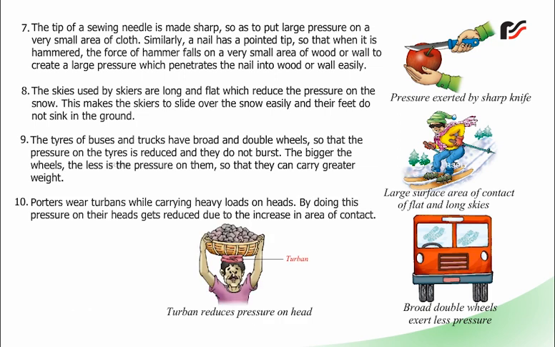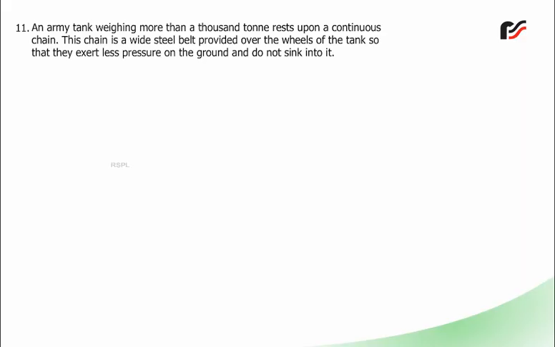10. Porters wear turbans while carrying heavy loads on their heads. By doing this, pressure on their heads gets reduced due to the increase in area of contact. 11. An army tank weighing more than 1,000 tons rests upon a continuous chain. This chain is a wide steel belt provided over the wheels of the tank so that they exert less pressure on the ground and do not sink into it.